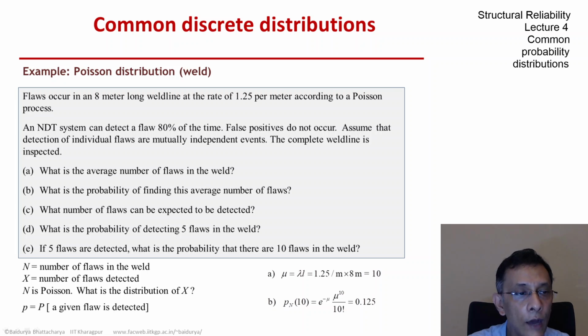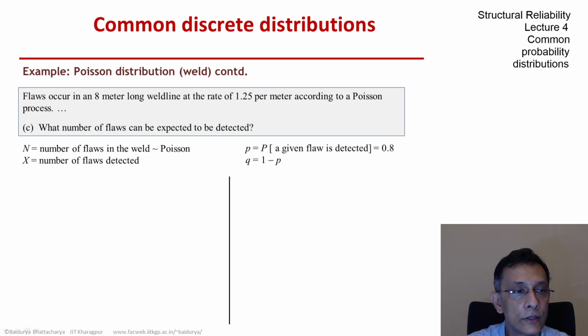Okay, so now let us look at the more involved questions. What number of flaws can I expect to be detected, and then detecting exactly 5 flaws. And if 5 flaws are detected, so it's kind of a Bayesian turnaround, what is the probability that there are actually 10 flaws in the weld. So let's tackle them one by one in the next slide.